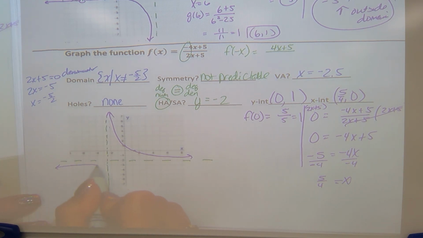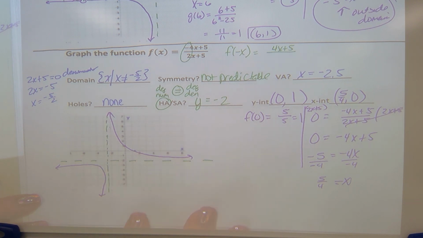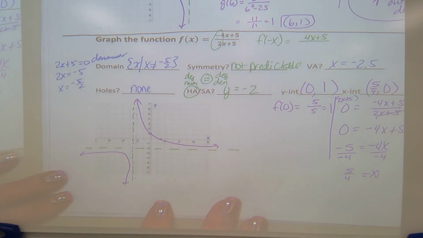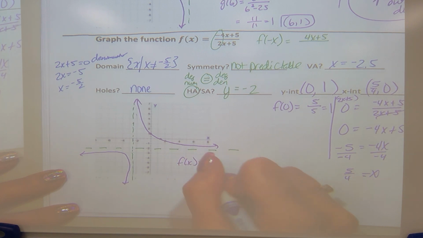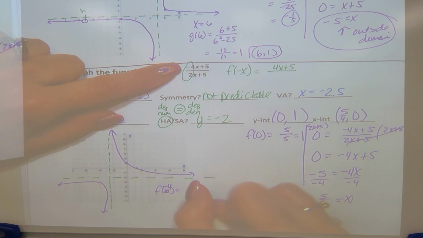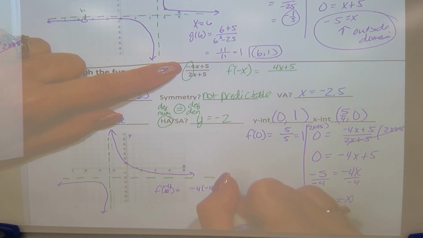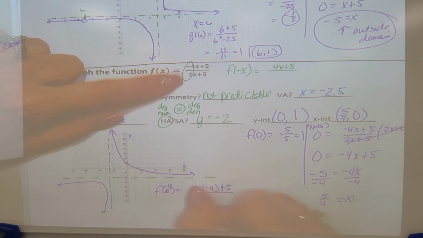I expect it to be down here. If I want to double check to ensure, I pick an x value on this side of my vertical asymptote. My vertical asymptote is at negative 2.5, so I'm going to pick negative 3 or negative 4. Let's just do negative 4. Let's do f of x equals, oh no, excuse me, f of negative 4. F of negative 4. So negative 4 times negative 4 plus 5 over 2 times negative 4 plus 5.